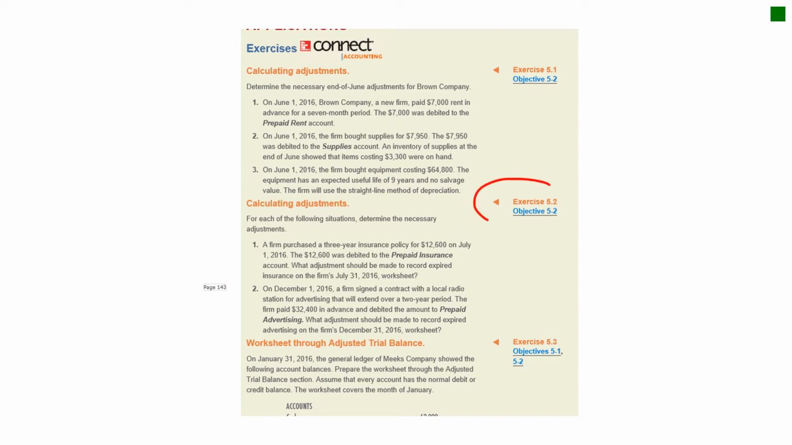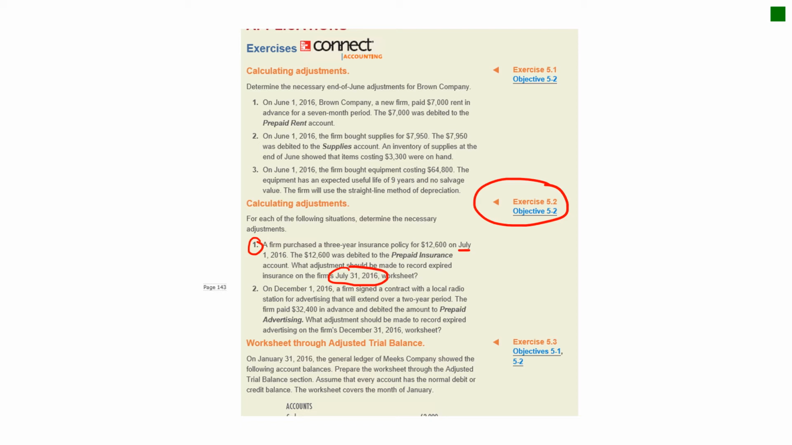Now, let's take a look at exercise 5.2. Same idea. You got a couple of them here. Again, follow the time period. This one, number 1, they said a firm purchased a 3-year insurance policy for $12,600. Notice that was on July 1st. And then they say the $12,600 was debited to prepaid insurance. They want to know the adjusting entry 1 month later at the end of the month.